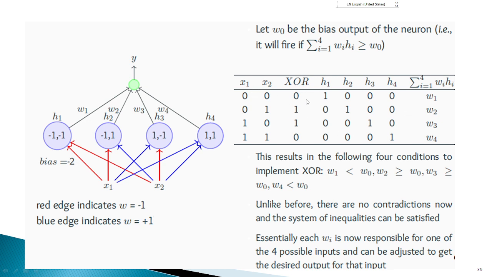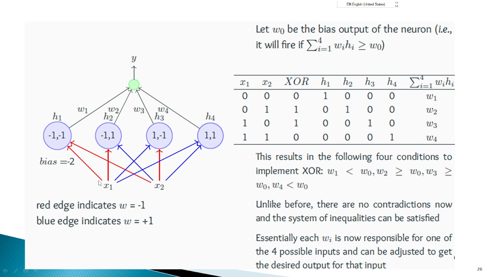Now let us see whether we can solve the XOR problem with a multi-layer perceptron. The output for XOR is 0, 1, 1, 0. What are H1, H2, H3, H4? Let us see the output of each perceptron. I said red is -1 and blue is +1. So for X1, X2, you treat input 0 as -1. So 0, 0 becomes -1, -1.